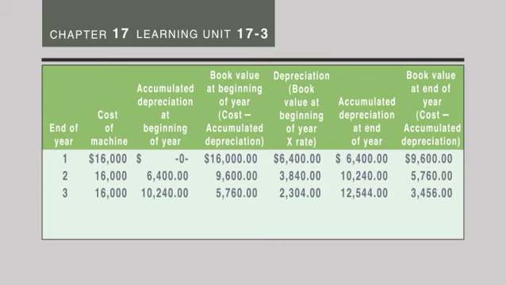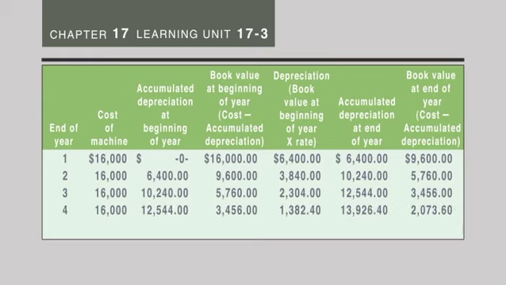Then our book value, again, from the previous year is $5,760. We multiply the $5,760 times 40%, which gives us depreciation of $2,304. Again, that adds up to a new accumulated of $12,544, which is the result of $10,240 plus $2,304, giving us a new book value of $3,456. Again, that's cost, which is $16,000, less accumulated depreciation of $12,544.